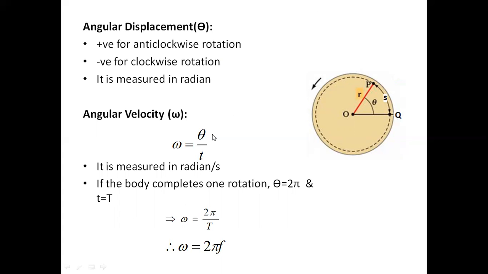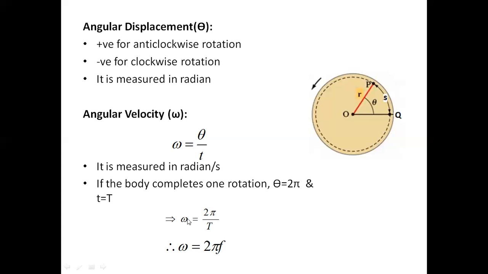Then the angular velocity. The rate of change of angular displacement is called angular velocity. Angular velocity is denoted by omega. Omega is equal to theta by t. It is measured in radian per second. Suppose the body takes one complete rotation, then the angle displaced in a given interval of time, capital T, is equal to 2 pi. So the angle displaced when a body completes one rotation is equal to 2 pi, and the total time taken is equal to the time period. Time taken to complete one rotation, we represent by capital T, that is the time period.